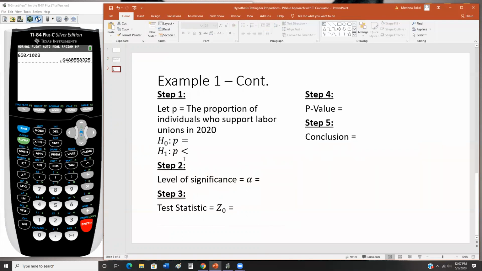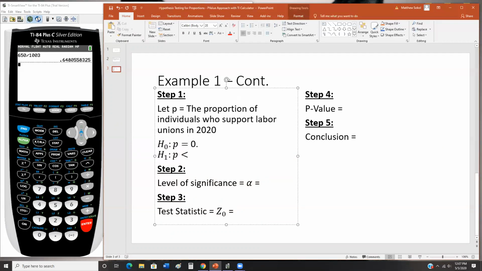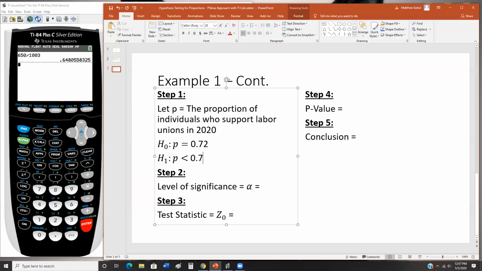72%. So here's what we're going to do. We're going to start with the null assumption that the proportion of people who support labor unions is the same as it was in 1936, that it's equal to 0.72. And we're saying, no way, it's got to be less than that. It's gone down. For whatever reason, the labor movement hasn't had the same effect and fewer people support labor unions. I generally find that this is the hardest step. If you can do step one correctly, your calculator just solves the rest of it for you pretty quickly.